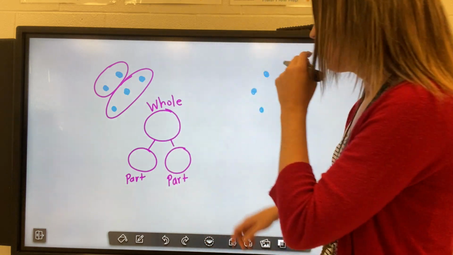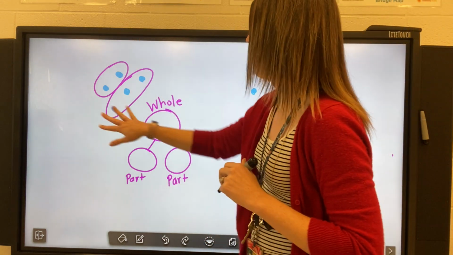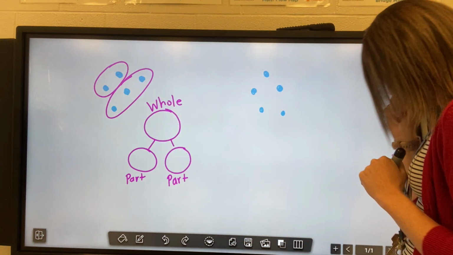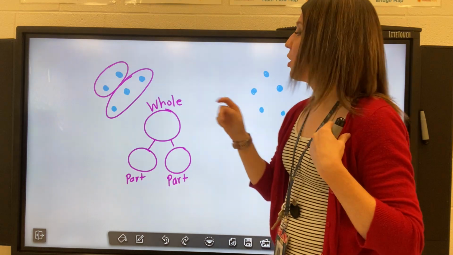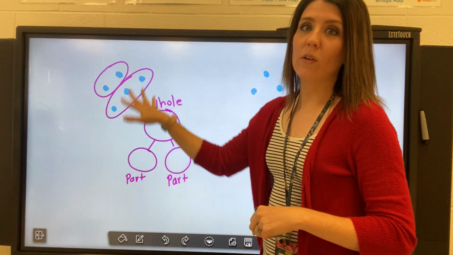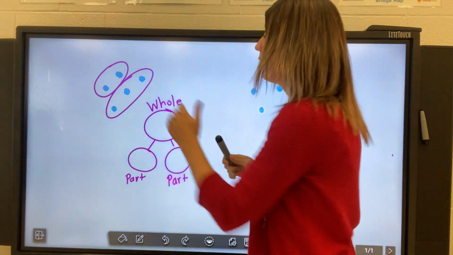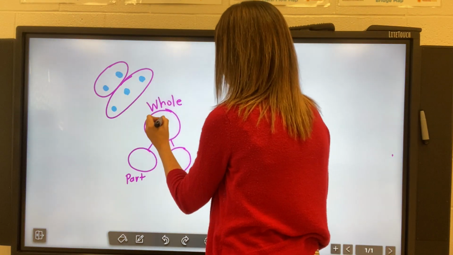Now, let's first look at our picture and figure out what our whole is. Okay, what do you think our whole is? How many dots do you think we have all together? That's right, there are 1, 2, 3, 4, 5 dots all together.